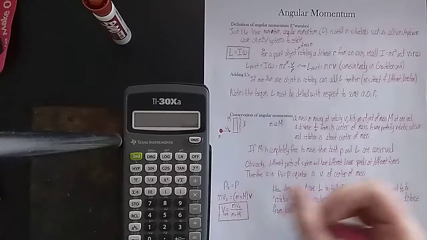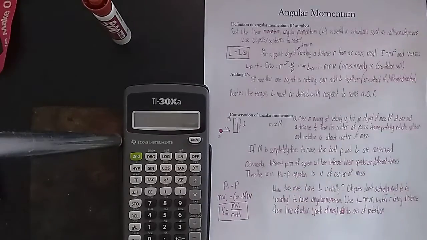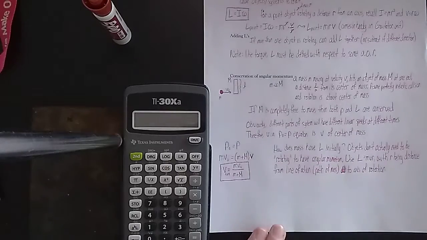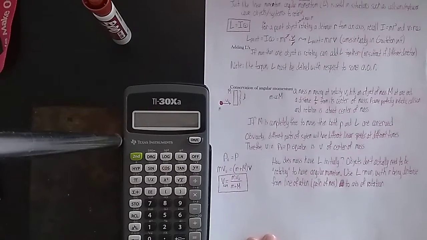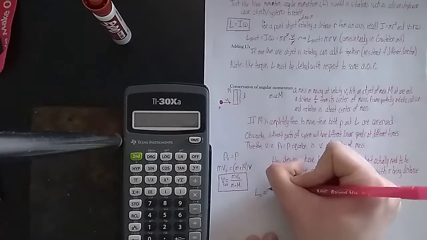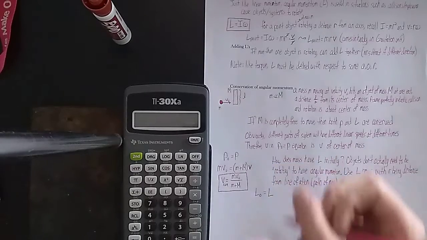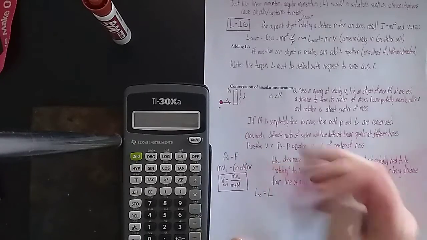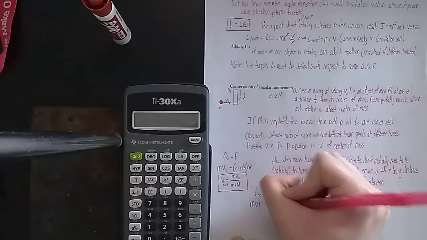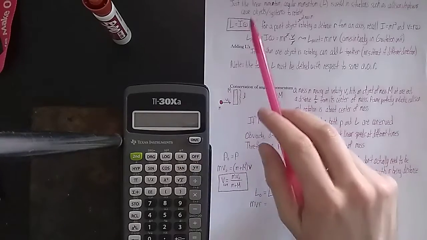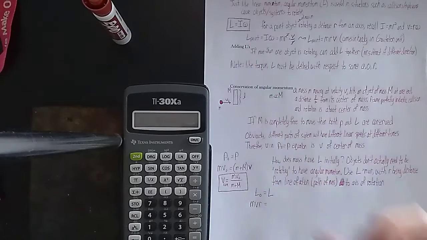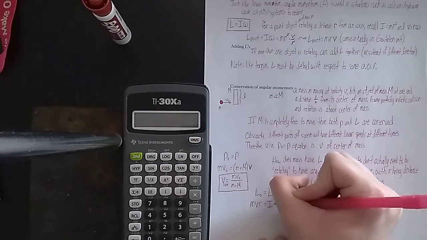I'm going to move this up, since we're going to need some more room here. Since the system is free to rotate, we're going to have L naught equals L. Angular momentum is conserved. Initially, the angular momentum is given by mvr. At the end, it's given by our actual angular momentum equation. I shouldn't say actual, they're both actual angular momentum equations. I omega.